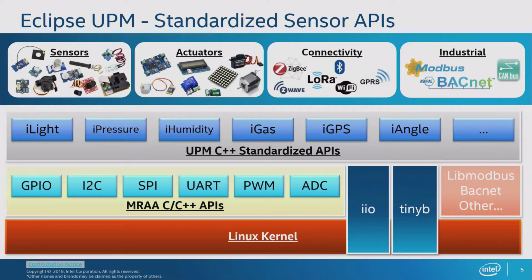MRAA puts those buses out there for you, but that alone is not enough because a lot of the sensors are complex devices. Just to configure them, you have to go through 10, 20 steps, and then you have to simplify that for a developer so that they can get meaningful data. And this is really what we wanted to do with UPM. We wanted to give you meaningful data out of the sensors, an easy way to control actuators, and then we spread out to support connectivity options as well as some industrial options. And we try to standardize all this too.